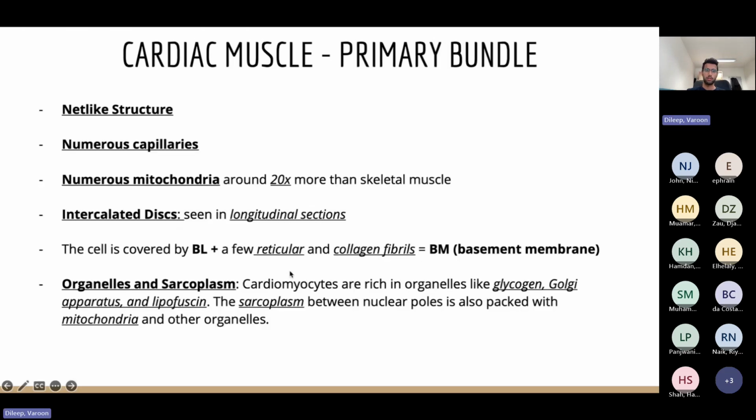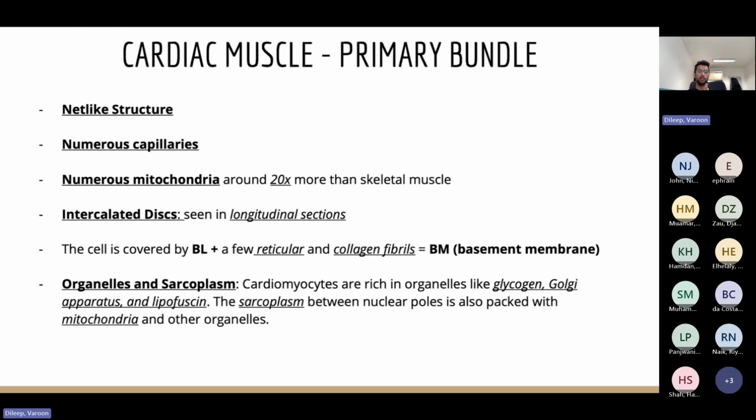All right, next. So again, the question can be to select characteristics, all the characteristics or the statements which are true about cardiac muscle: network-like structure, numerous capillaries, numerous mitochondria, around 20 times more than skeletal muscles. And again, the intercalated discs are seen in the longitudinal section, and the cell is covered by the basal lamina with few reticular fibers and collagen fibers, which form the basement membrane. And we studied this for the first micro test, so I hope you guys remember some of it.